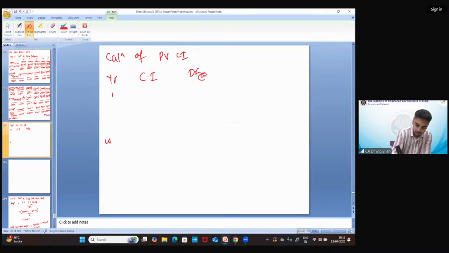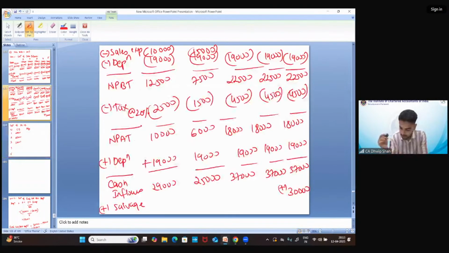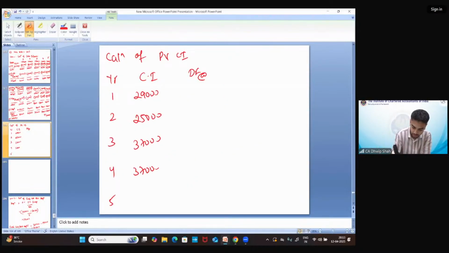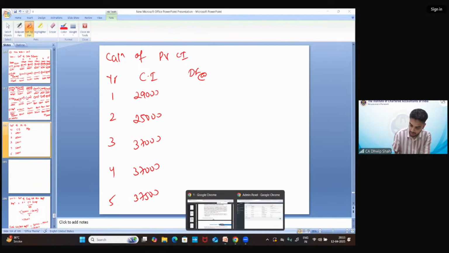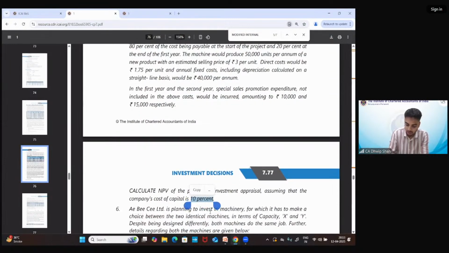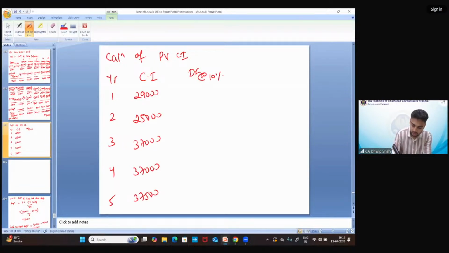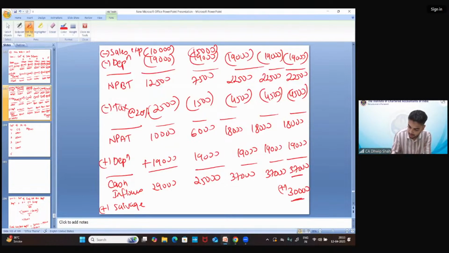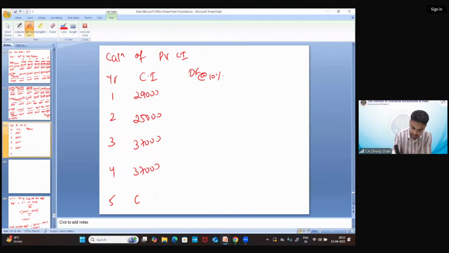Okay? So year 1, 2, 3, 4 and 5. Year 1 cash inflow is 29. Year 2 it is 25. Year 3 37. Year 4 37. Year 5 37. Discounting factor is at 10%, which is given in the question. And check whether the discounting factor table is given or not. If it is not given, then also it's fine. You know how to calculate. Sorry, in year 5 it is not 37,500, but it is 37 plus 30, 67,000 है. Salvage भी add होगा ना.